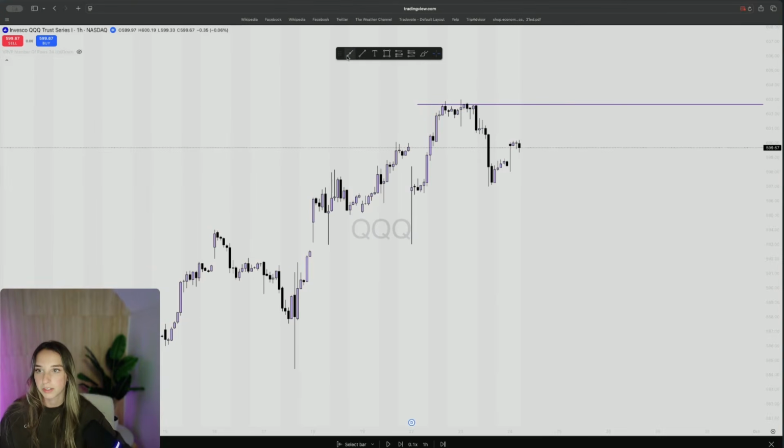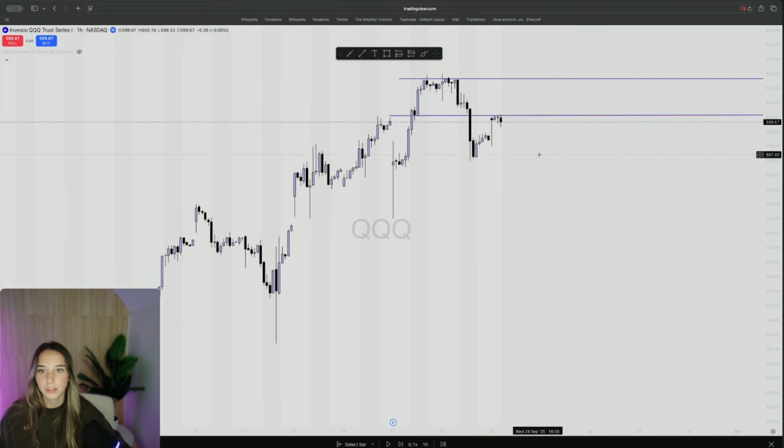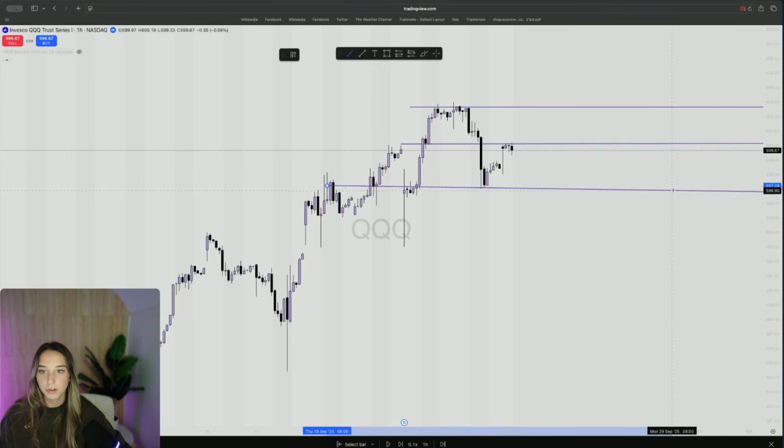Now, for our second resistance level, where we've seen price actually reject and we've seen it in this current pre-market, is at 612. So that's going to be my next resistance level. Now, for support, and I also want to mention you have to be taking these out in the 1 hour time frame.